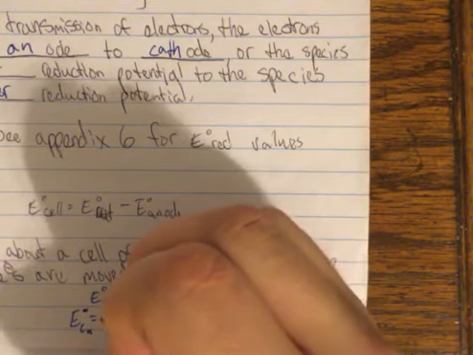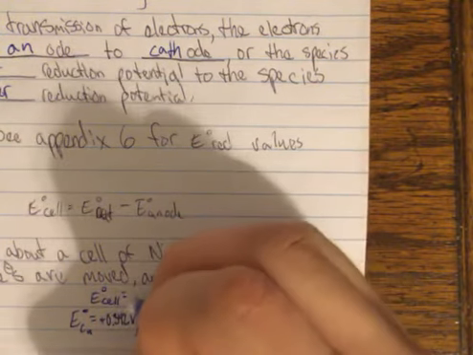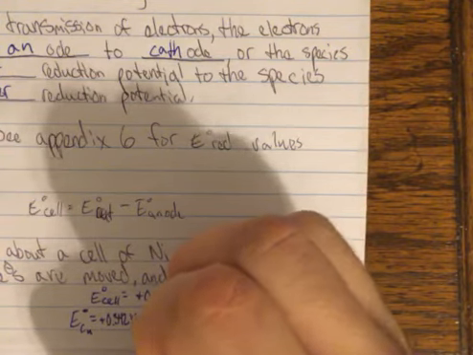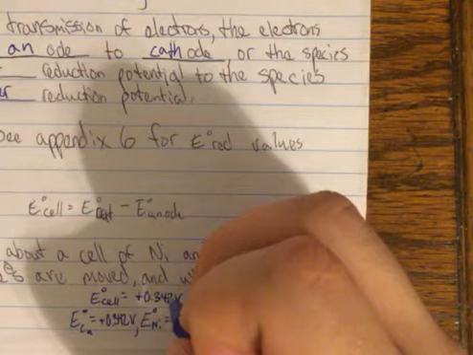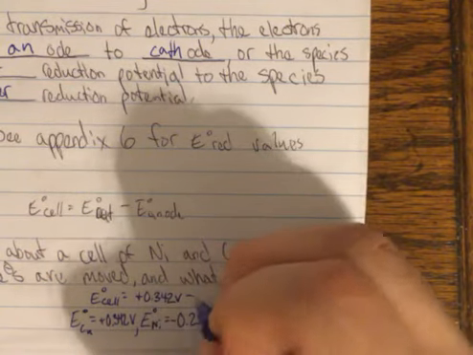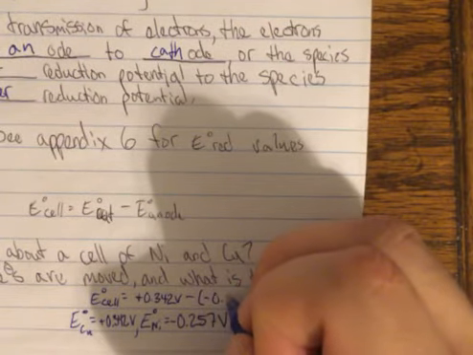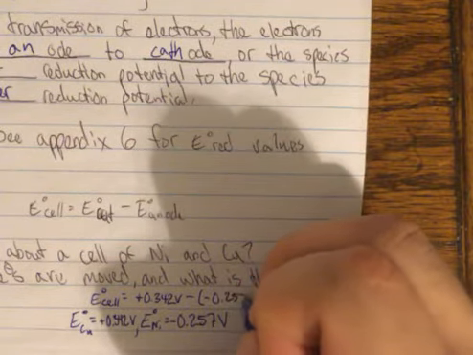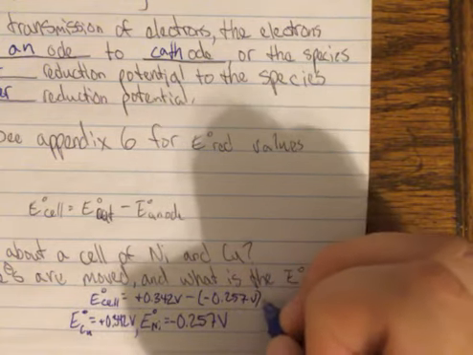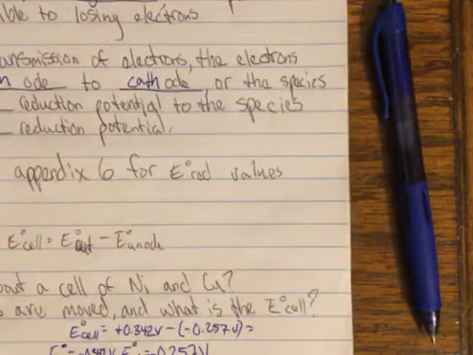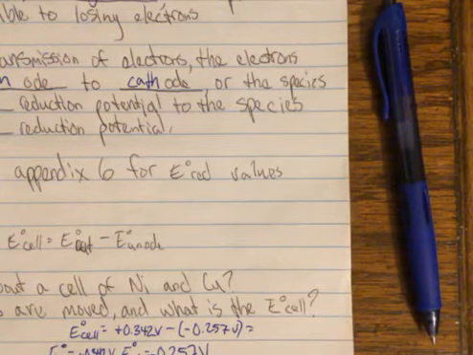Okay. Now, again, if we're looking at anode, cathode, and again, this is all under standard conditions, assuming. So it should be plus 0.342 volts minus, and I put a bracket here, minus 0.257 volts. Okay, so it should give us a positive value, which makes sense because this is going to be a voltaic cell or galvanic cell, whichever you prefer.